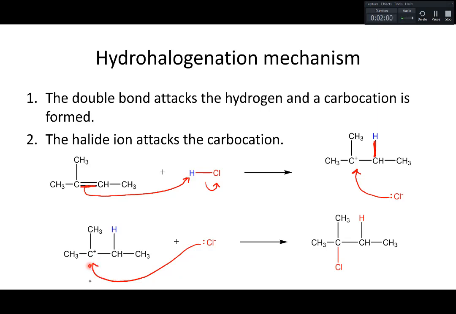So you can see that both the intermediates formed in the previous reaction get used now to form our product. This pair of electrons that's shown here on the chlorine now is this bond here that's in red. And that's the mechanism, the complete mechanism for the hydrohalogenation of an alkene.